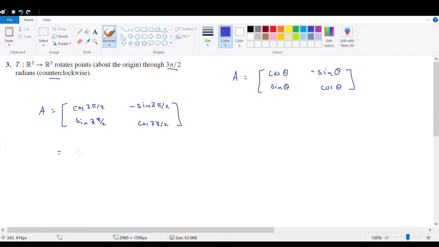And this will give us cosine 3 pi over 2, which is 0. Sine 3 pi over 2 is minus 1, minus sine 3 pi over 2 is 1, and cosine 3 pi over 2 is 0. So this is our standard matrix A.